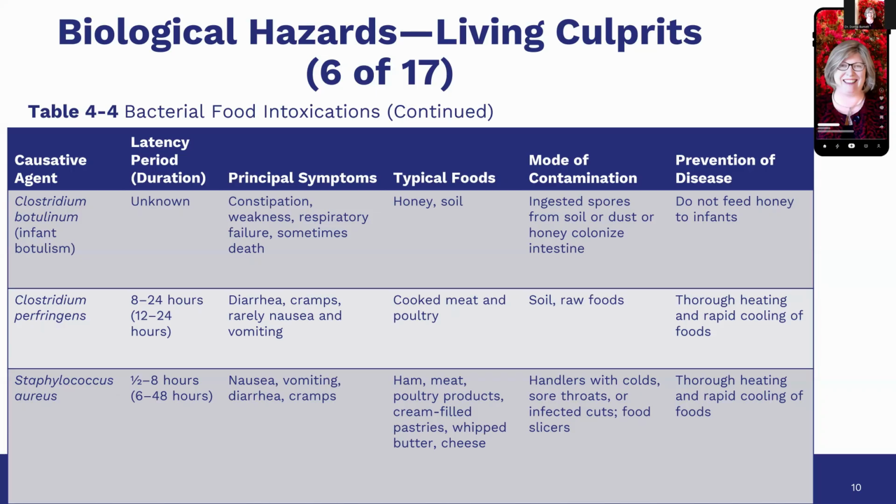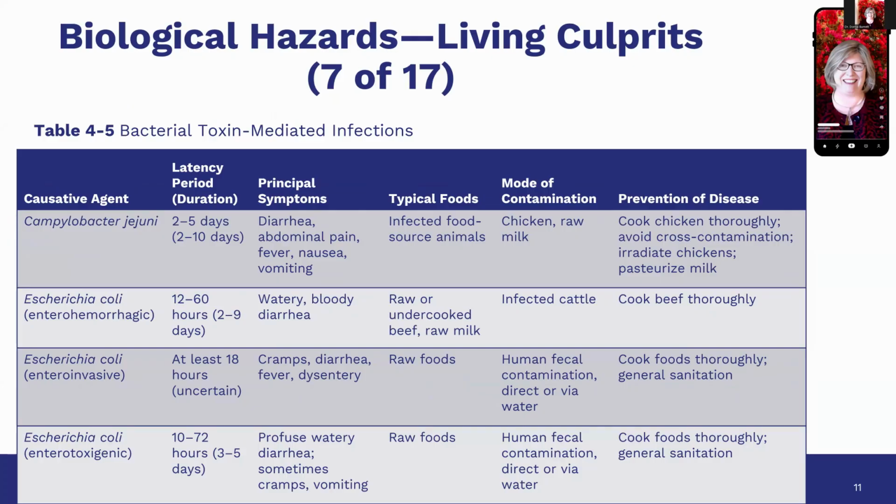And the other two here, thorough heating and rapid cooling of foods. And the idea is to have the food in the safe temperature range, either hot or cold, but not lukewarm. And we will get into the details of those exact temperatures as we go through. Table 4-5, we have bacterial toxin-mediated infections. Again, the causative agent, the latency period, the principal symptoms, typical foods, mode of contamination, and prevention of disease.